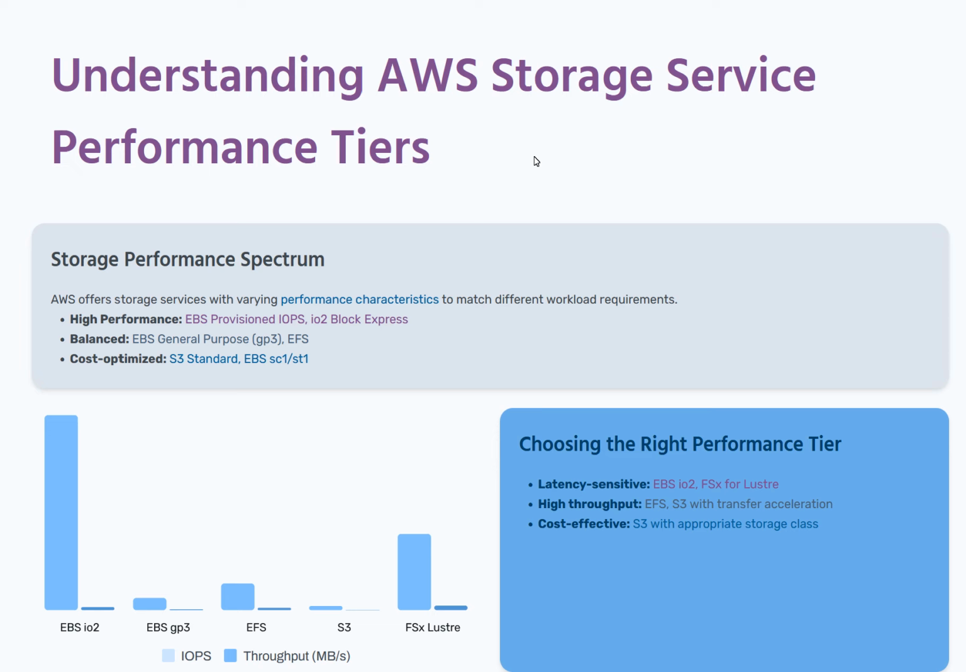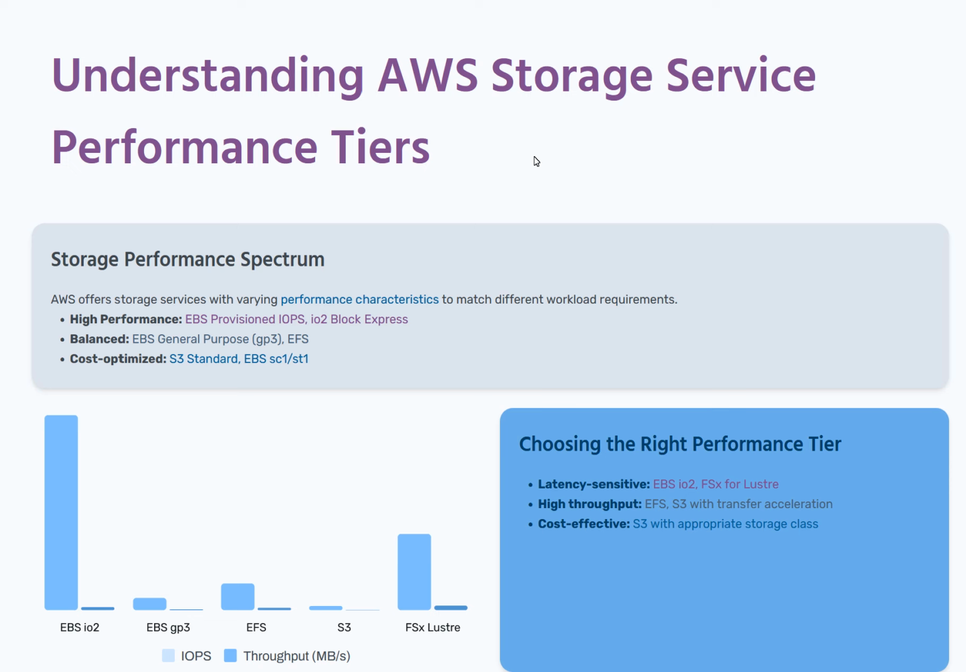So choosing the right performance tier: latency sensitive, that is low latency, you have to go with EBS IO2. FSx for Lustre, that's for Windows type of workload.